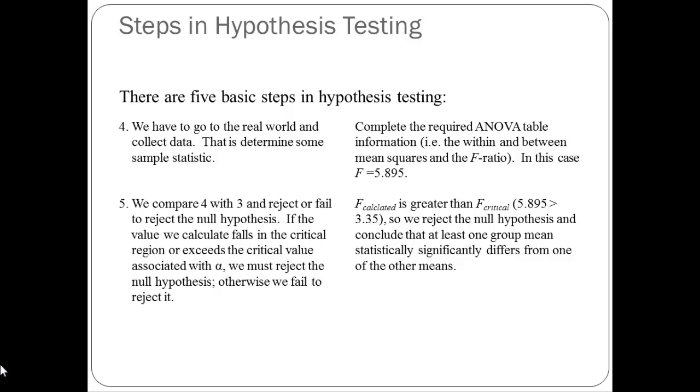So we're going to reject the null hypothesis and conclude that at least two of these sample means are statistically significantly different from each other. Or thinking about it another way, they really come from different populations.